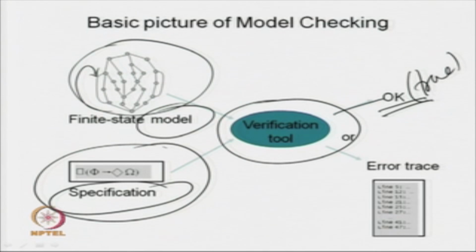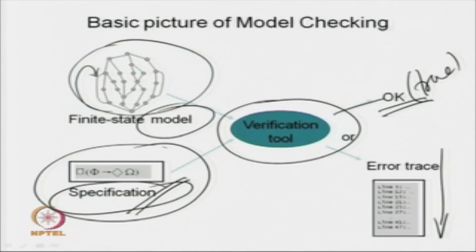But if it is not true, say you have come up with a design and you are trying to check whether this particular specification is true or not. The verification tool tries to check all possible combinations and finds that this specification is not true. Then it will not simply say that it is false. Along with that, it will give me some information, an error trace. It gives me the error trace in such a way that if you follow this particular path, then the given property is not true.